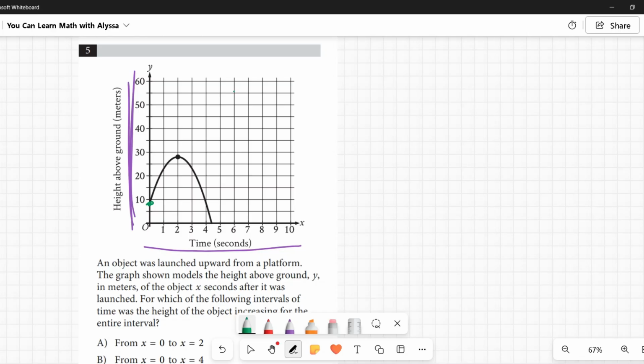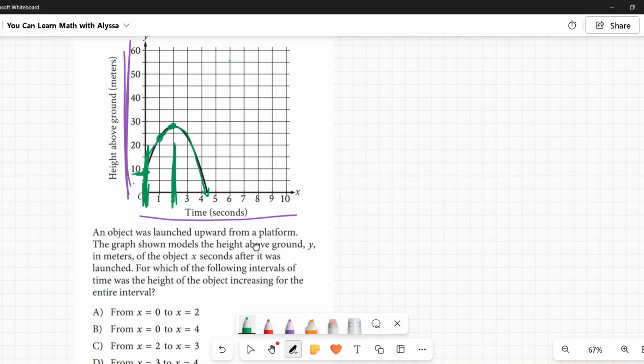So, okay, we're starting at 0 seconds. And then this object was launched upwards from the platform, which was about 8 meters high. And then at 1 second, it was up here at 24 meters. At 2 seconds, it was up to like 28 meters. And then it starts coming back down. All right, so when was it increasing? Well, from 0 seconds to 2 seconds, it is increasing. And then after 2 seconds, it's going down.